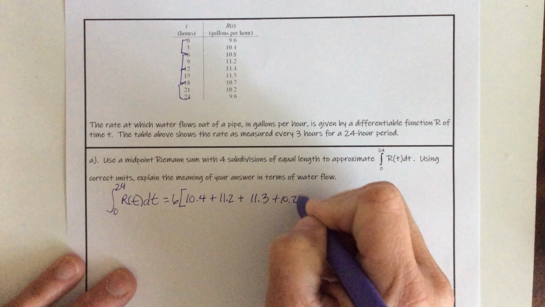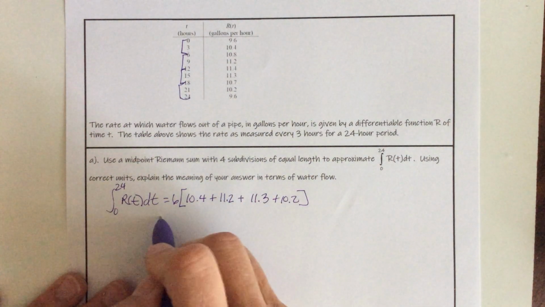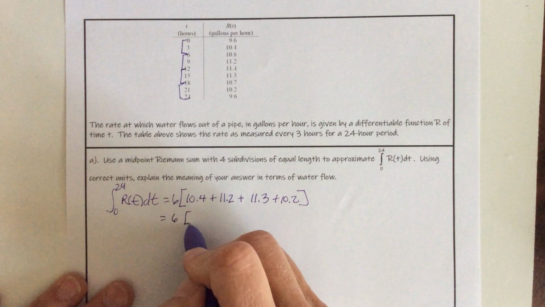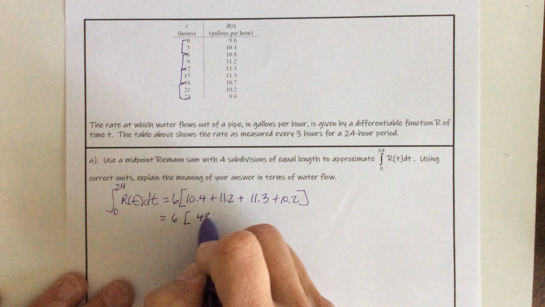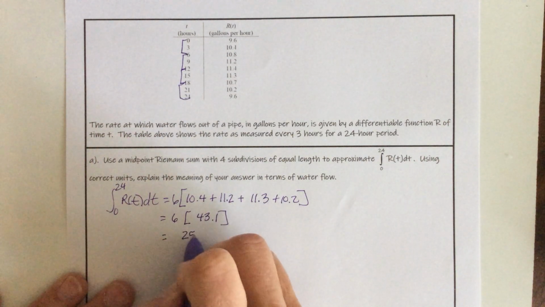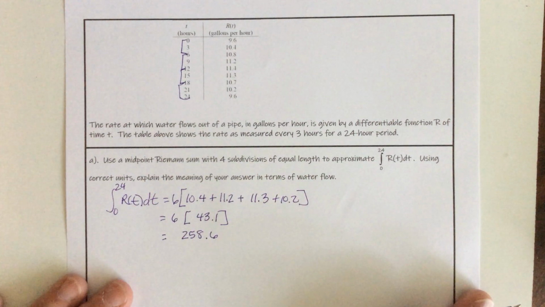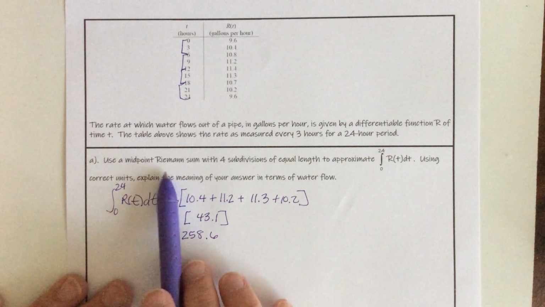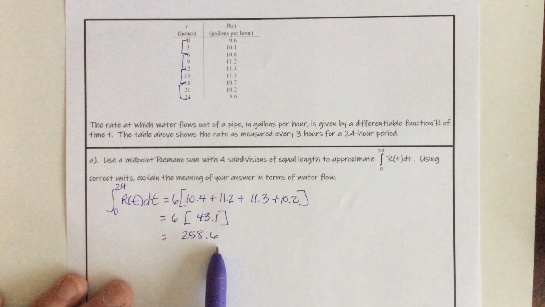So 10.2. So now when we add this up, you get 6 times, I believe this will all add up to be 43.1. And when you multiply that, you get 258.6. And so we found the Riemann sum using midpoints to be 258.6.